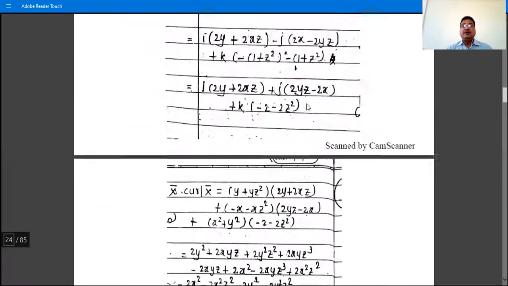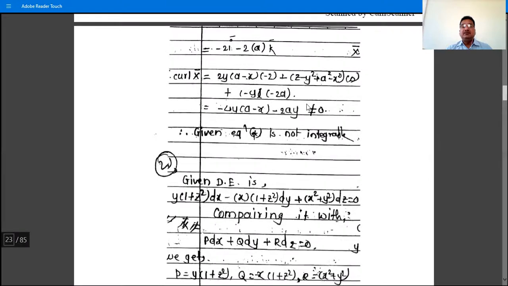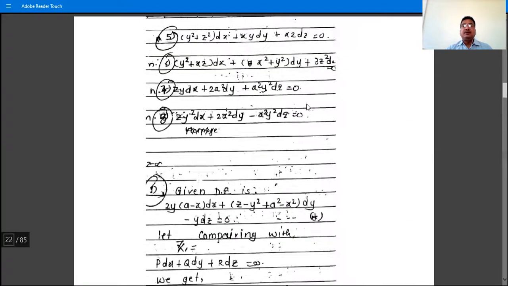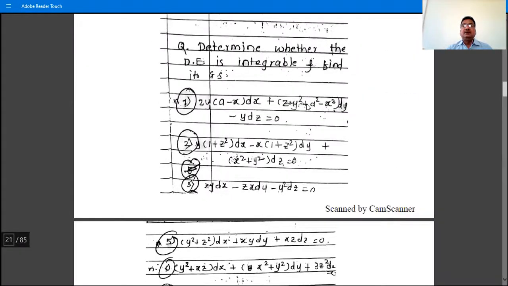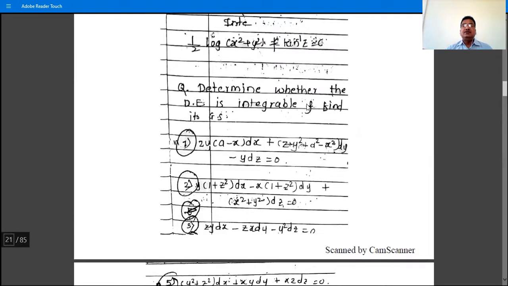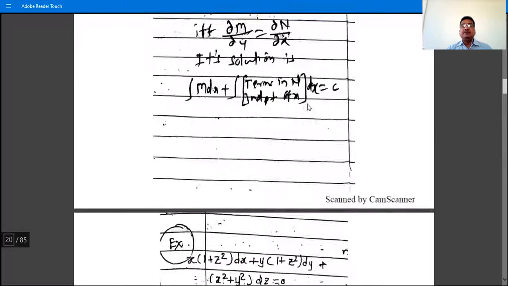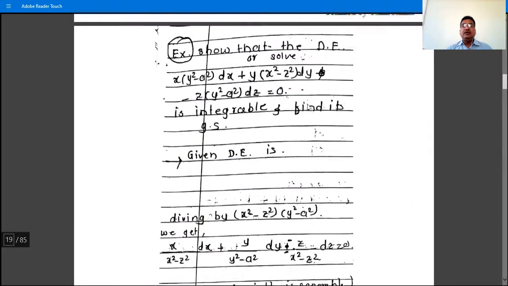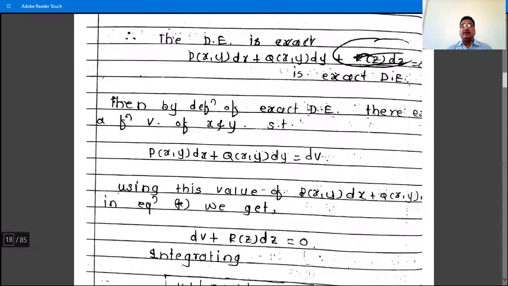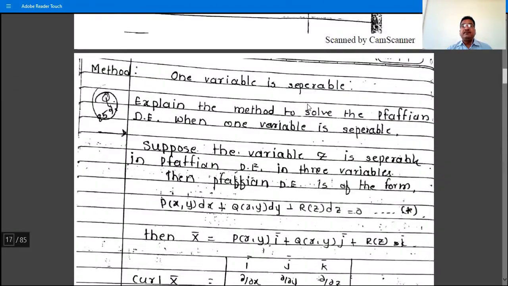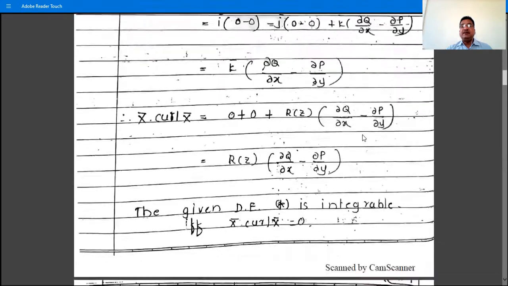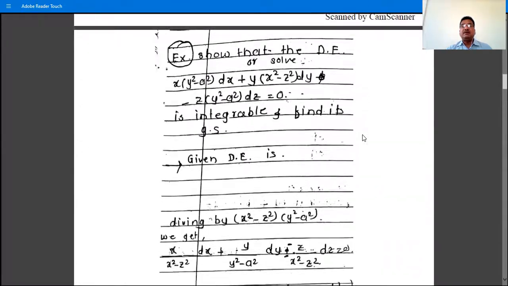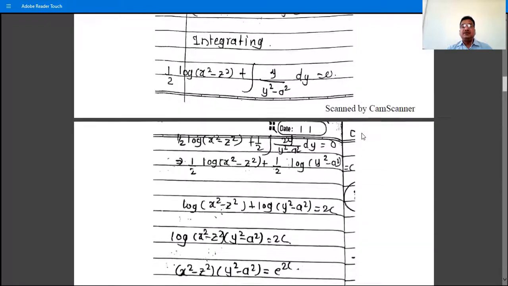There are 4 types now to solve the Pfaffian differential equation. First is where all 3 variables are separable, and the second one is where one variable is separable. This is the type one variable separable. So observe these examples.